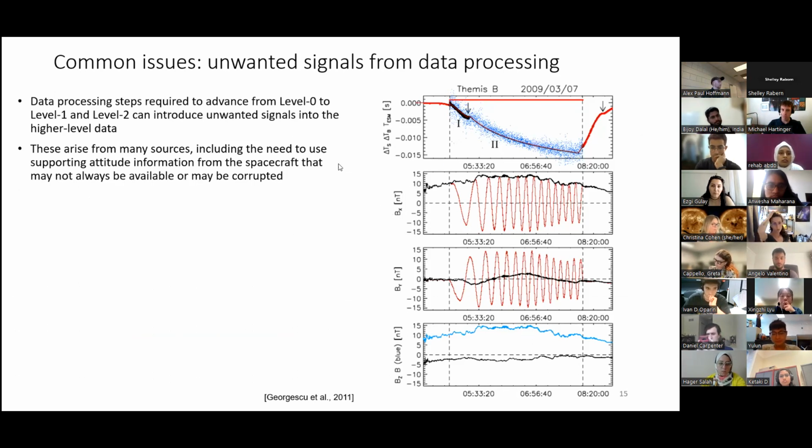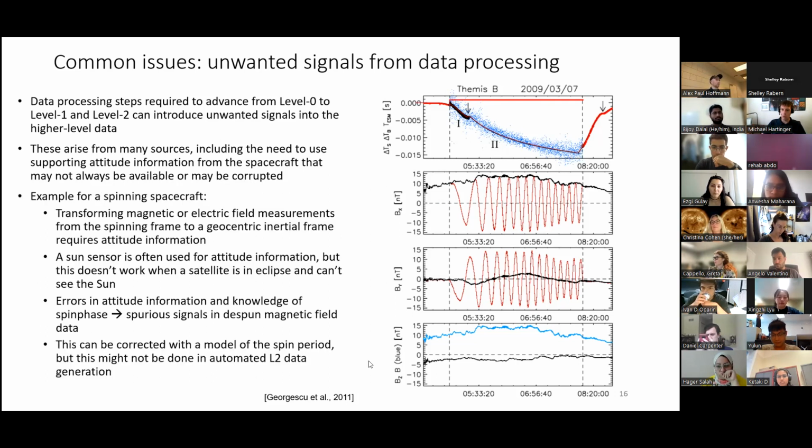One example is the fact that sometimes you need to bring in attitude information from the spacecraft to get to the magnetic field in a geocentric inertial frame, for example. And sometimes you don't have that attitude information, or sometimes it's corrupted. So this is an example of when that happened for the Themis magnetometer, and there's a paper about this topic, and I'll just walk you through this example really quickly to see what's going on here.